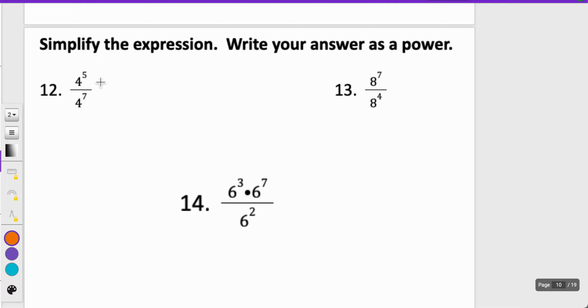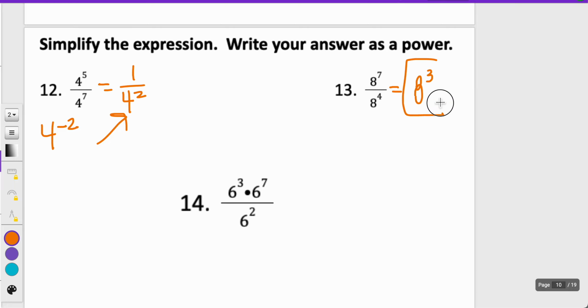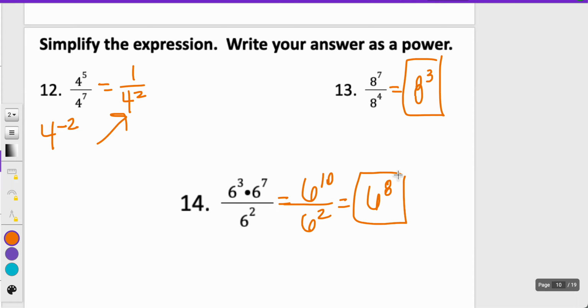Simplifying the expression, the first one we have is 1 over 4 to the 2nd power, because initially you might have done 5 minus 7, and that'd be 4 to the -2nd power, but then we want to make sure we make that a positive exponent. Here we can subtract again. We get 8 to the 3rd, a normal positive exponent. For this one, I added my exponents on top first, then I subtracted, and I got 6 to the 8th.